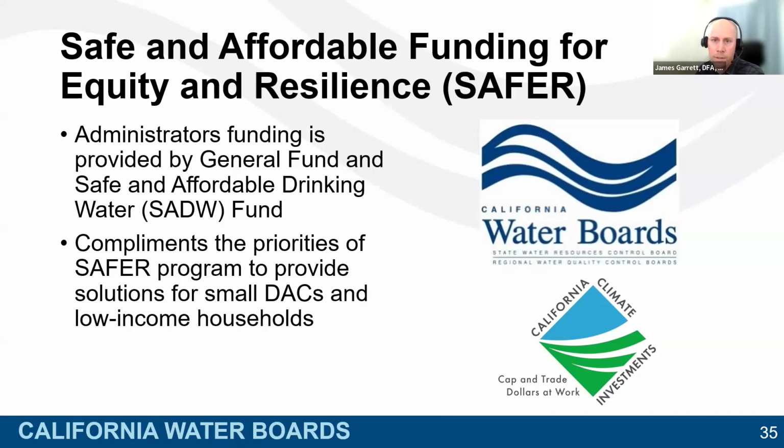The second source, and the funding source that's available to us now, is the Safe and Affordable Drinking Water Fund, which appropriates up to $130 million annually. And there's a portion of that fund that can be allocated to fund administrator projects. Target allocations for administrators are identified each year in the annual update to the fund expenditure plan for the Safe and Affordable Drinking Water Fund.